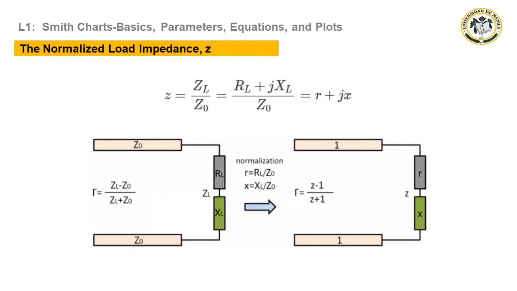So we call this process normalization if we convert this particular circuit where we have the characteristic impedance and we normalize it, therefore making it 1 on the normalization. And then we will have these particular values of, instead of r sub l, we will have r. And instead of x sub l, we will have x.